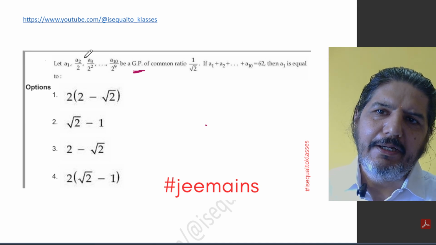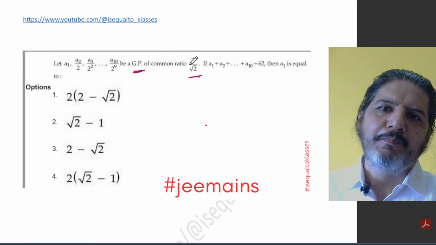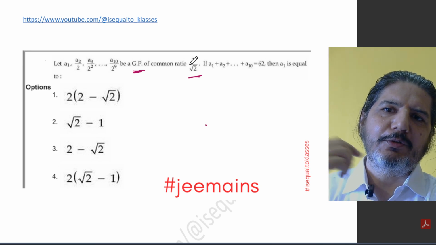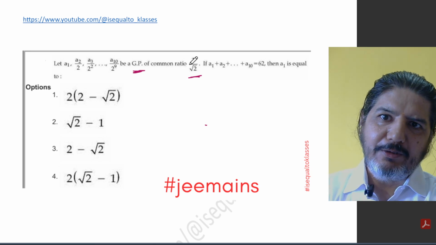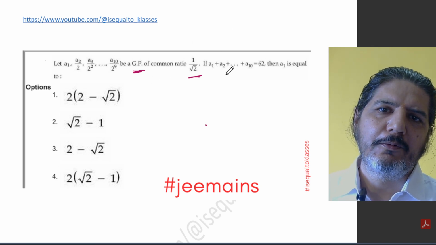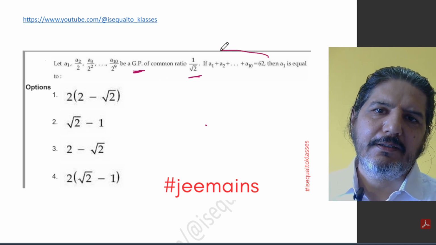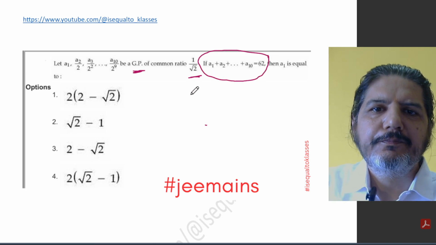So let a1, a2 by 2, a3 by 2 square, up to a10 by 2 raised to 9 be a GP of common ratio 1 by root 2. So there is a geometric progression which is given to us: a1, a2 by 2, a3 by 2 square, and so on, a GP of common ratio 1 by root 2. And we have to find the value of a1 plus a2 till a62.